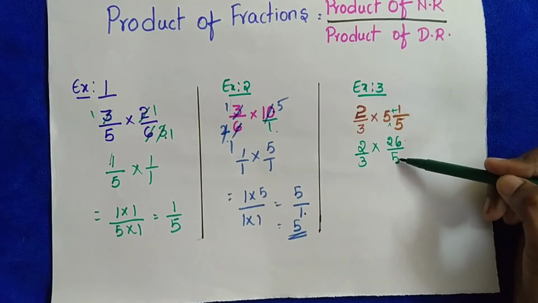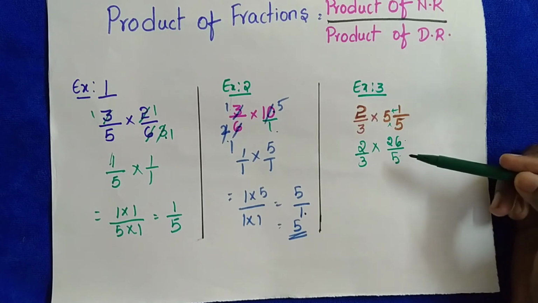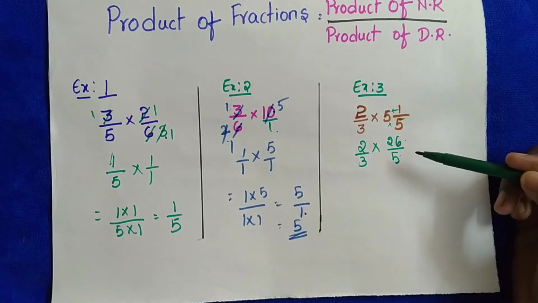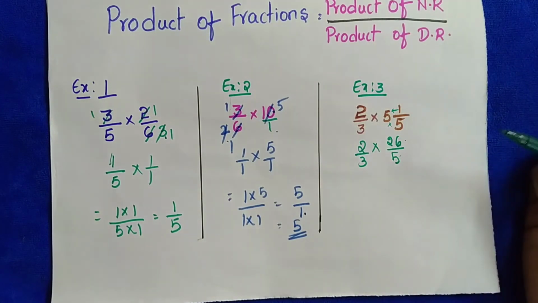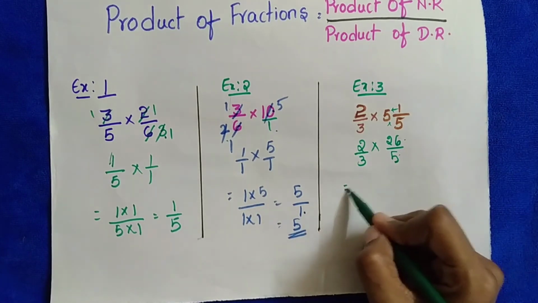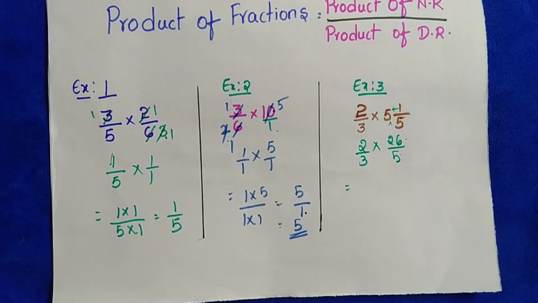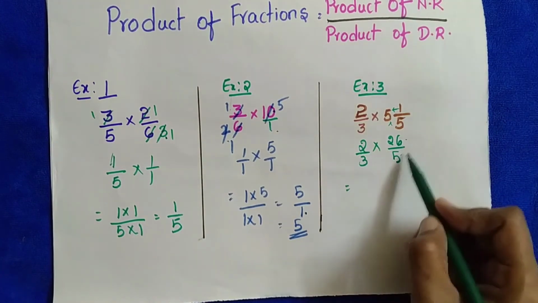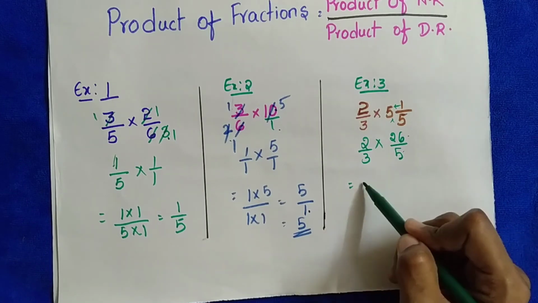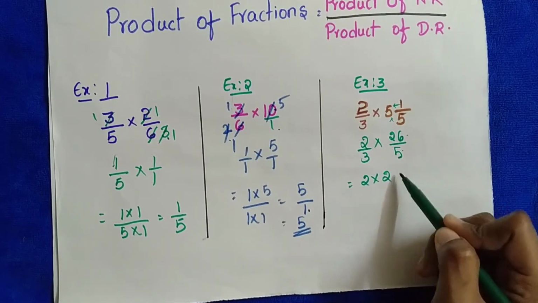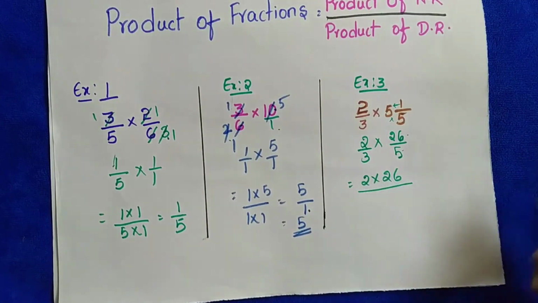2 and 5. 2 and 5. Is there any table that goes commonly in 2 and 5? Again, no, because 2 and 5 are prime numbers. Now check 3 and 26. In 3 and 26, is there any table that goes commonly? Again, no. So, simply you have to multiply the numbers we are having. Right? So, here we are having numerators 2 and 26, right? So, multiply 2 and 26. And here multiply 3 and 5.